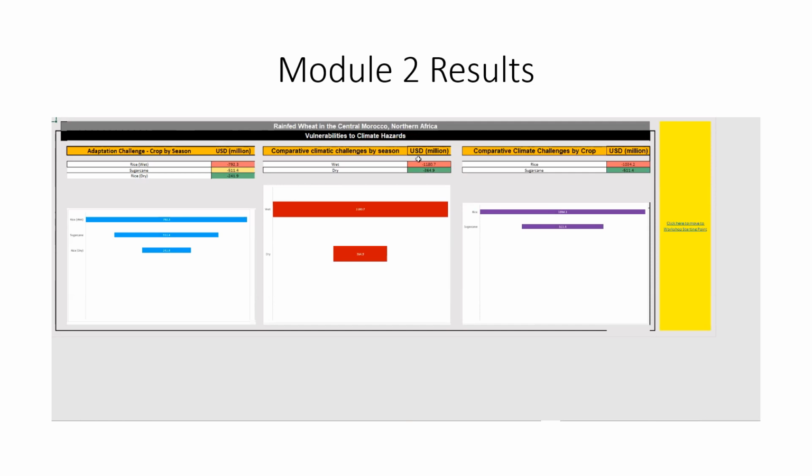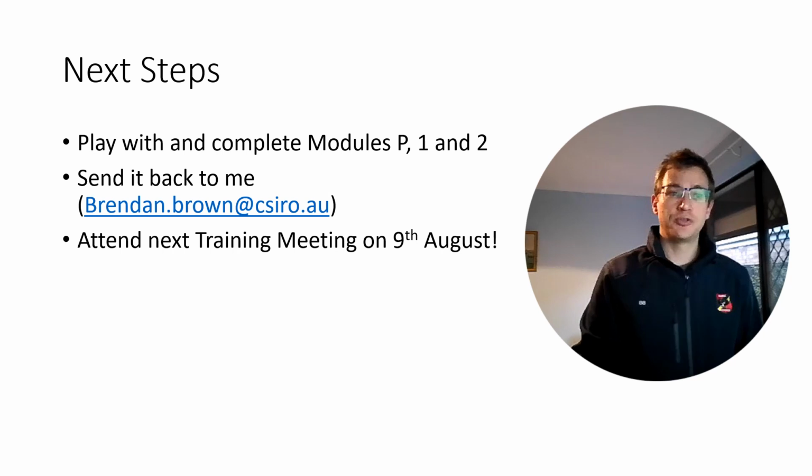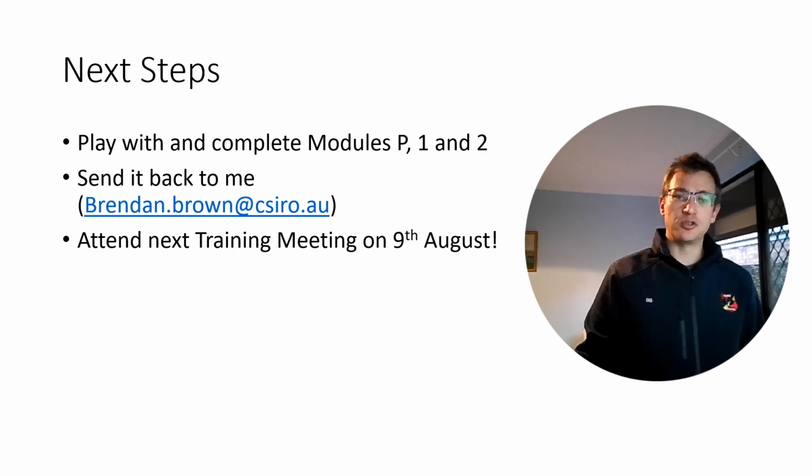Here the wet season is far more vulnerable than the dry season. And in terms of crops, rice is actually about twice as vulnerable in terms of economic loss as sugarcane. So these are what the results look like at the end of part 2, module 2. So that's module 2 now, and a review of module P and 1.